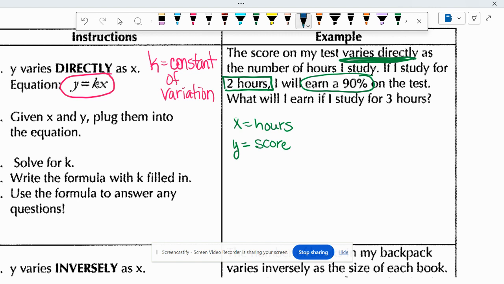So I said the first thing that we have to do is find k. That is the first thing that we need to do. So we're going to find k, our constant, which is, again, much like slope. So let's see. How many hours are we going to study? 2 hours. And if we study for 2 hours, what is our score? 90%. Okay. So let's see. Y equals k times x. Well, let's just plug in the values of y and x and solve for k.